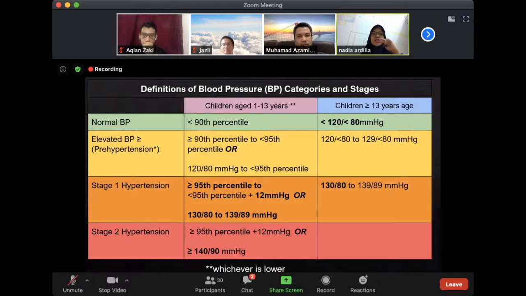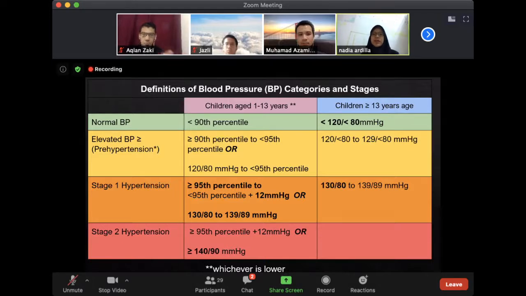It means plus 11, you can say like that. Or 130 over 80 until 139 over 89 millimeter mercury. So when they achieve 140 over 90 or 95th percentile plus 20, that is stage 2 hypertension. This is the one that we need to take attention of. That's for children 1 to 13 years old. Whichever is lower, we take that they have high blood pressure.